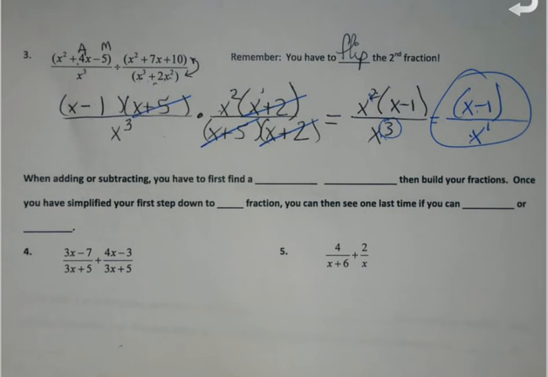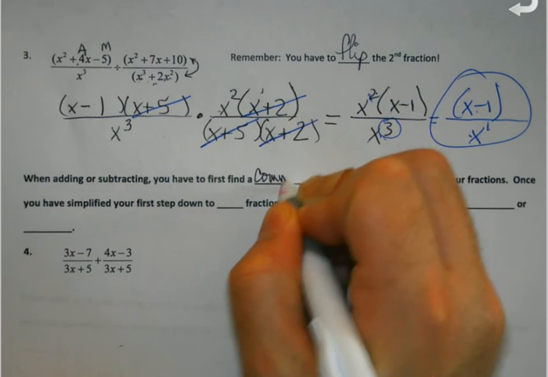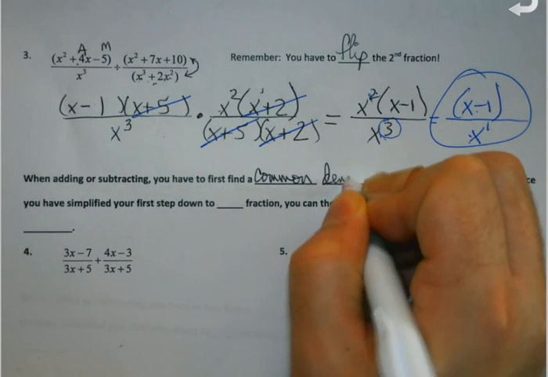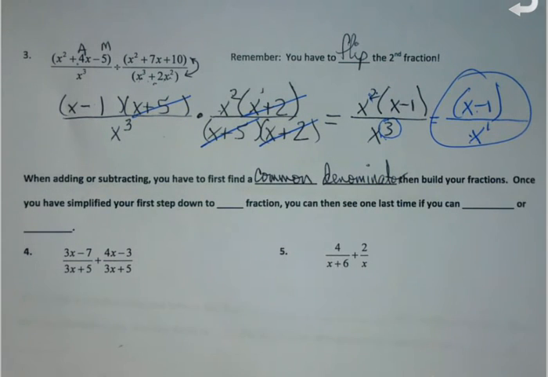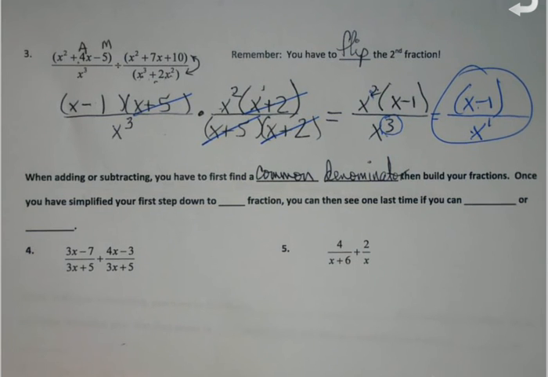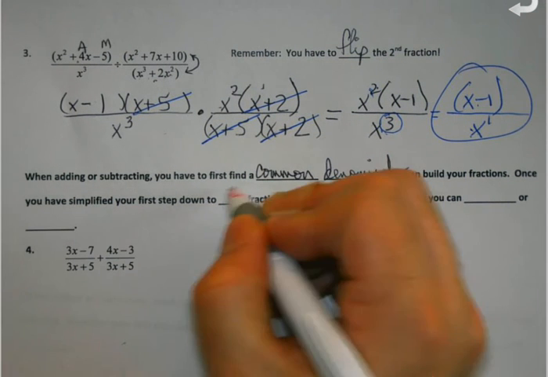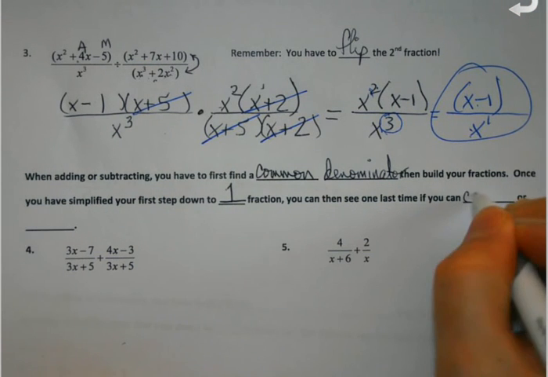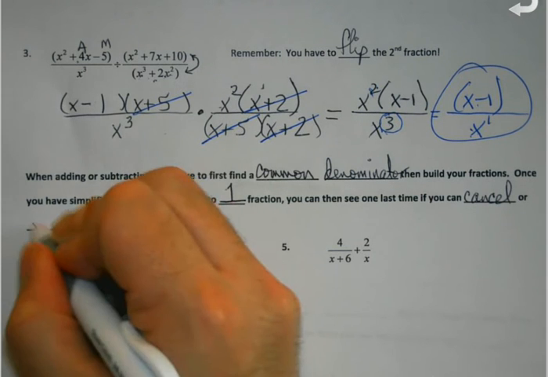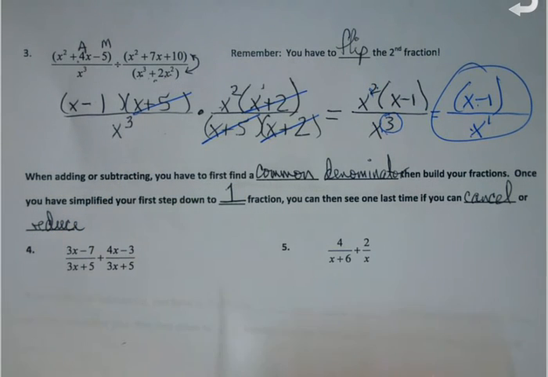So then we get to the part where there's a little more work. Adding and subtracting. Okay, first, you've got to find a common denominator and then work on building your fractions. And we'll talk about that in a minute. Once you've simplified your first step down to one fraction, then you can go back and look one last time to see if you can cancel or reduce something. But we don't cancel or reduce until the very end, because then we typically end up right back where we started, and that's kind of a waste of time for everybody.